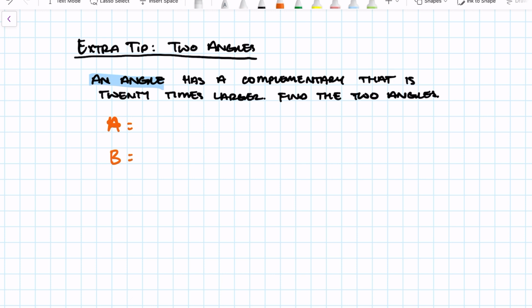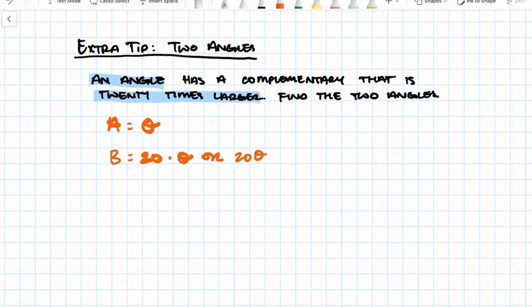Now, it says that an angle has a complementary that is 20 times larger. So in other words, there's one angle that's normal, whatever that is, and there's another one that is 20 times larger. So we could use this information and say that I'm going to have one angle, and let's just call this letter the theta letter that we've been using. And the other one has to be 20 times larger than that. So it's going to be 20 times theta, or just 20 theta. Okay, so that's the first section here.